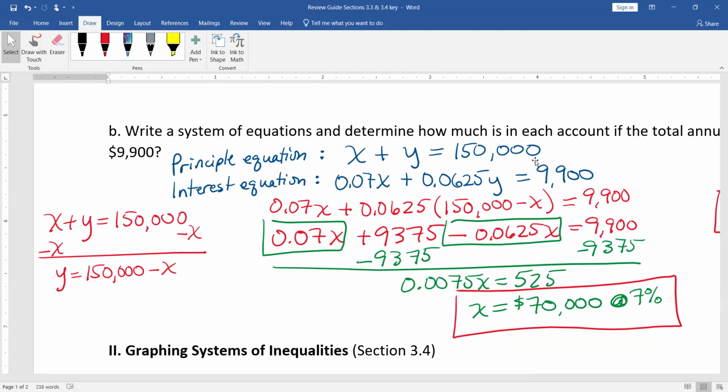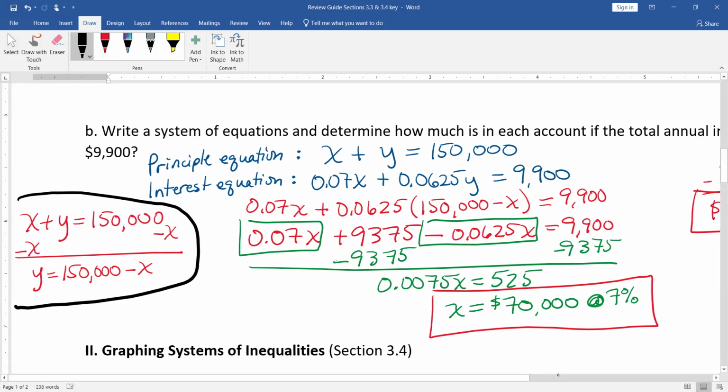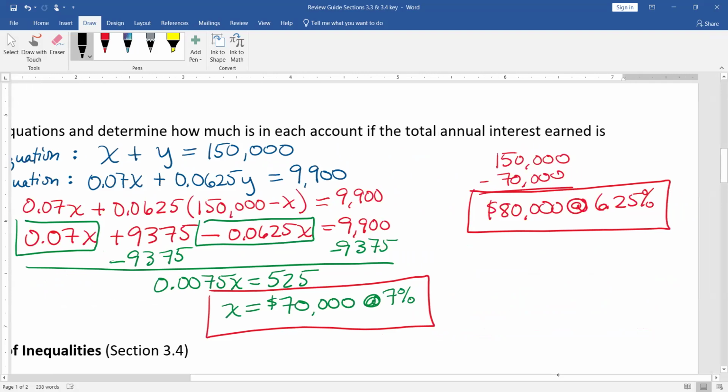Then I took my first equation over here and created a substitution where I had y equals 150,000 minus x, and I plugged that into my interest equation, and then I simplified and solved for x. So that's where we determined that x is equal to $70,000. So he invested $70,000 at 7%. Once I determine that, it's just his total principal, 150,000 minus 70,000, means that he invested the rest of it, 80,000, into the account that was earning 6.25 interest. There's our answer.